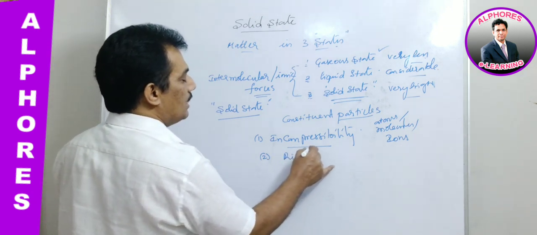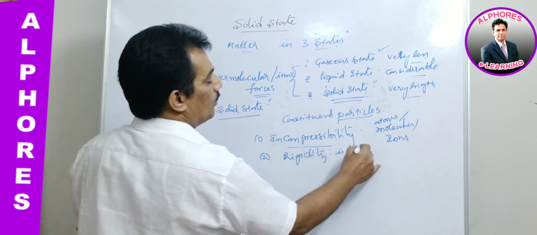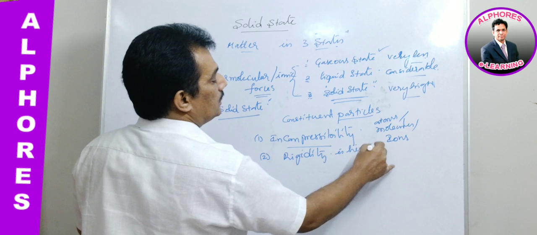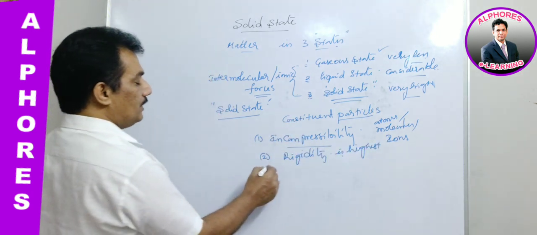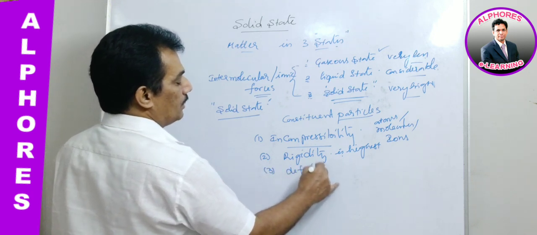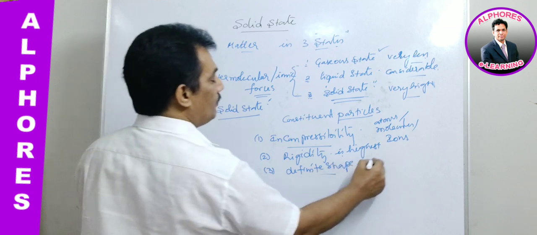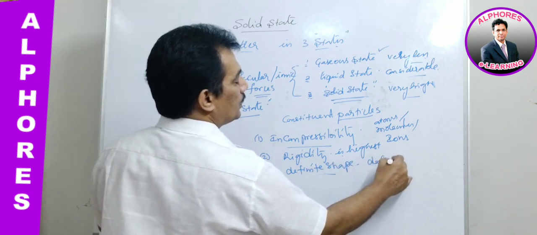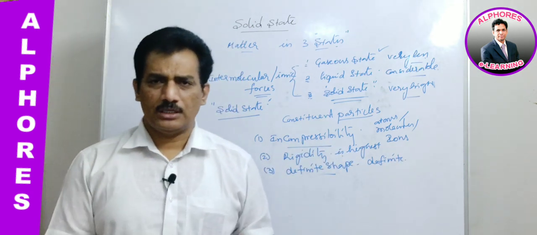They are having highest rigidity. Rigidity is highest for this solid state. And next one is they are having definite shape, and thereby they are having definite volume. It is not possible. Compressibility is nothing but, I think you know compressibility.